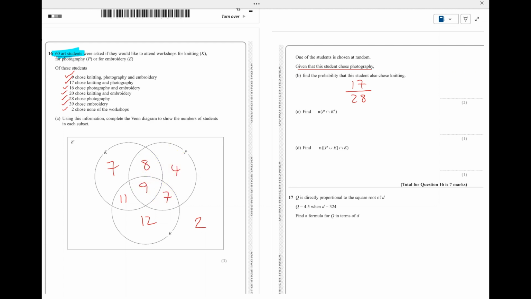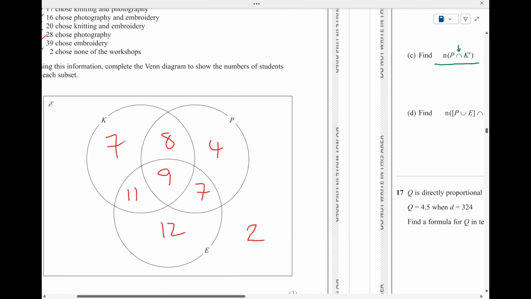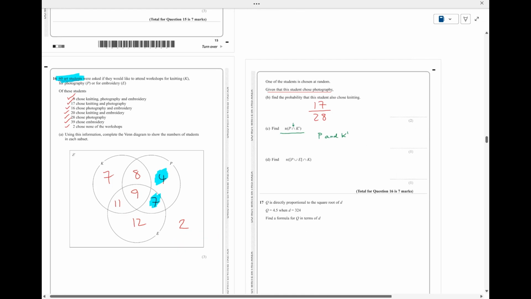Next, find the number in this. Now, what does this mean? Well, that's the intersection, so that translates to and. So we've got to find the number who are in P and not in K. So to qualify, you have to be doing photography and not knitting. So photography and not knitting, that one, those are the people who do photography but don't do knitting, because these guys do photography and knitting. So that's 11 students altogether.